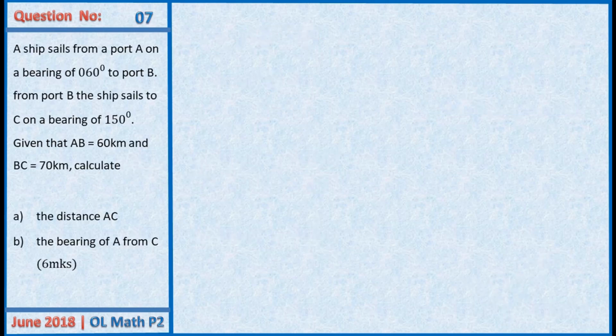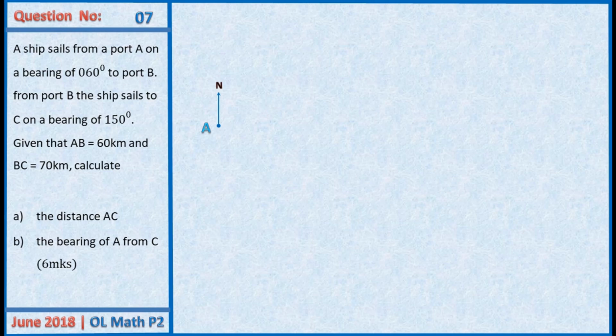Question 7. A ship sails from a port A on a bearing of 60 degrees to port B. From port B, the ship sails to C on a bearing of 150 degrees. Given that AB is 60 kilometers and BC is 70 kilometers, calculate the distance AC. With a question like this, it will be very important for you to sketch, to envisage what the results will be.